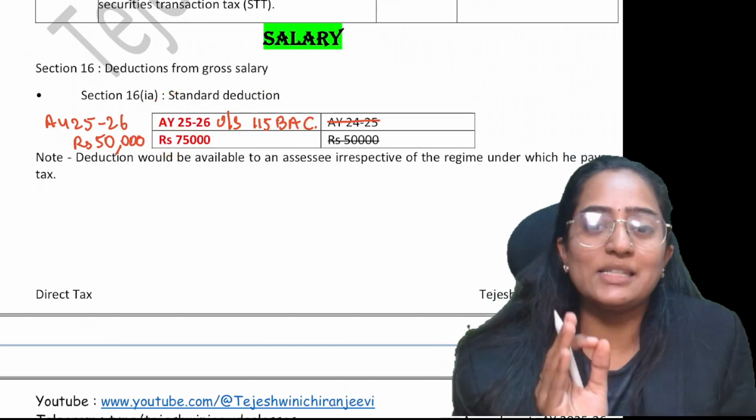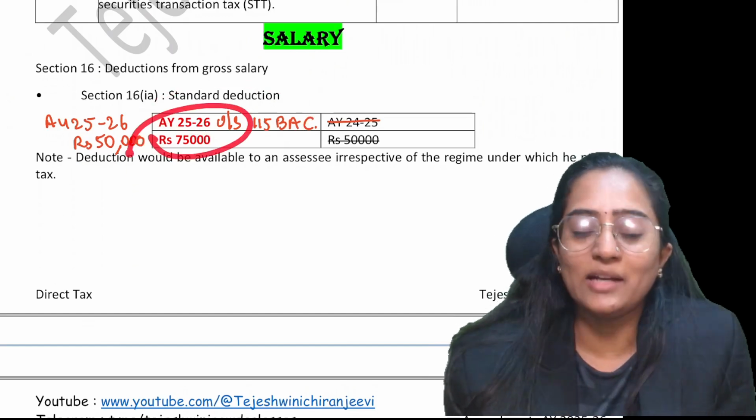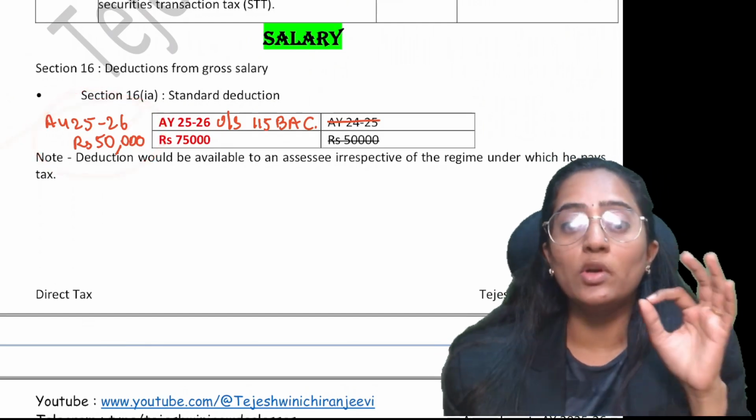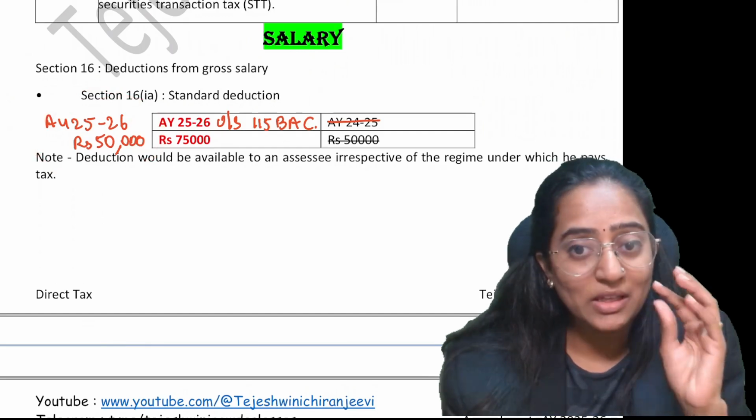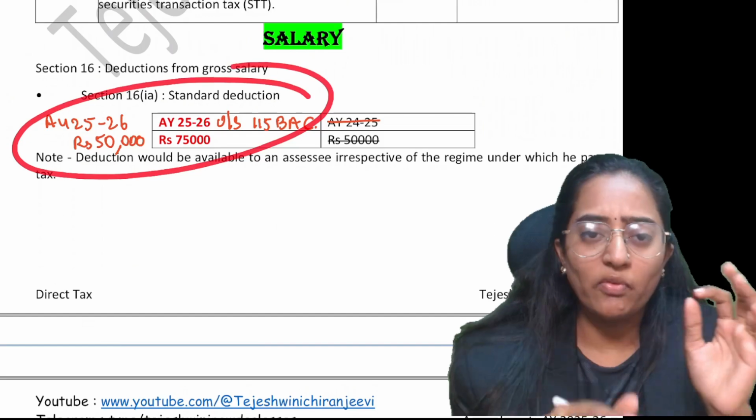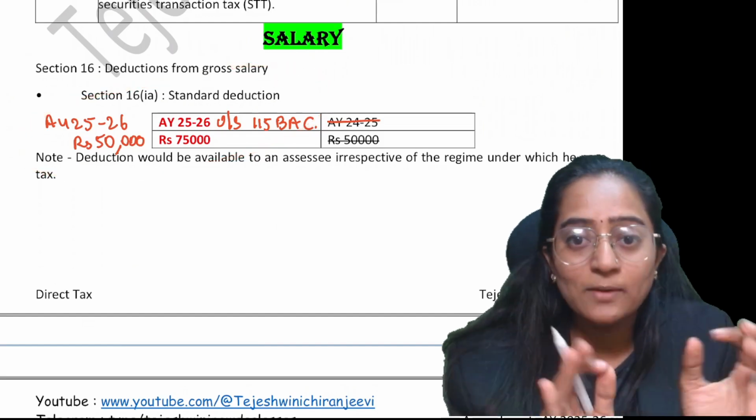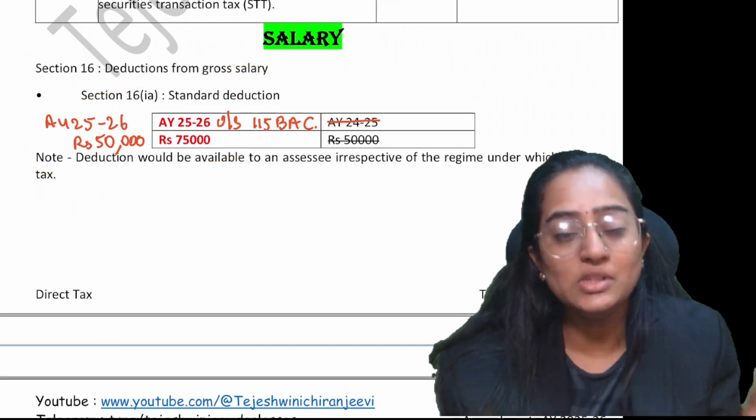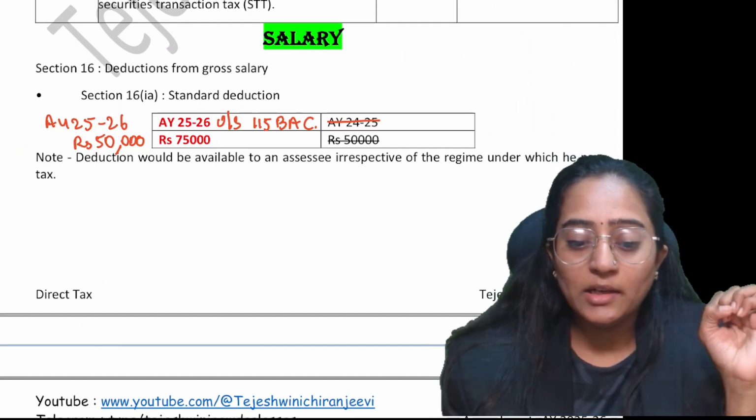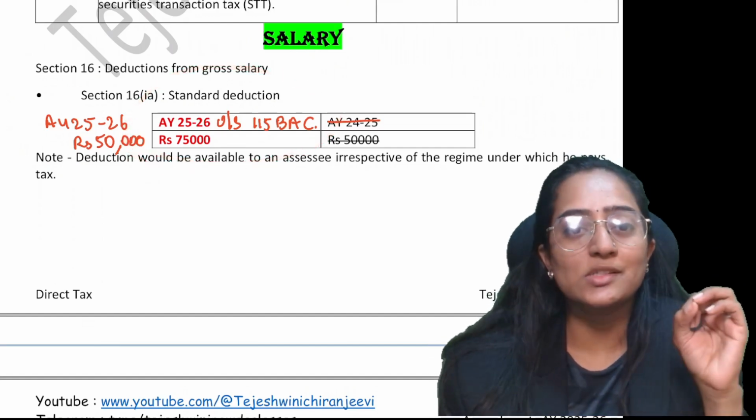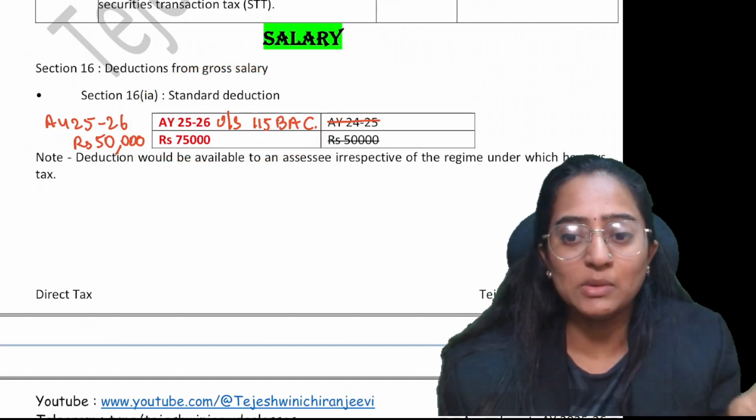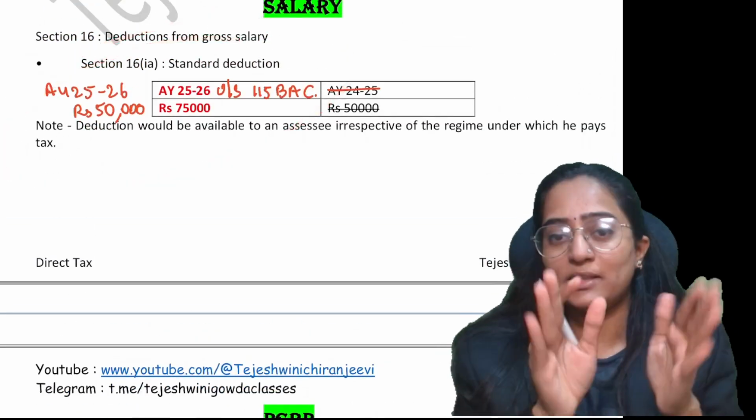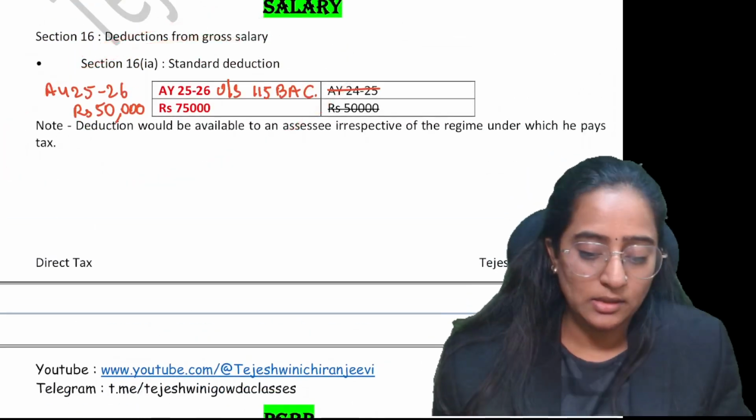AY 2526 under section 115BAC, under the default tax regime, you can take how much as the deduction? 75,000. Under the optional regime you can take only 50,000. Remember, you can take only 50,000 rupees. This is going to be very important. I'll repeat: standard deduction under the normal provisions, the optional tax regime, is going to be 50,000. Under the default tax regime, it is going to be how much? It is going to be 75,000. Clear? This is going to be very important. Those who did not make the changes, please make these changes correspondingly over there.